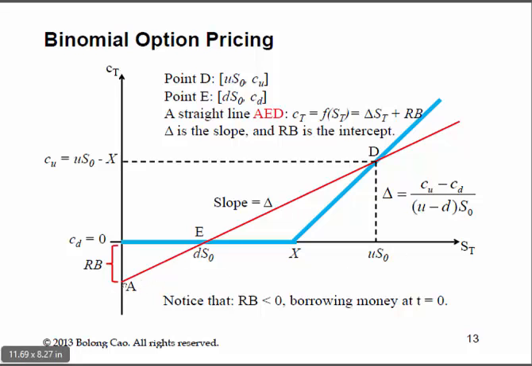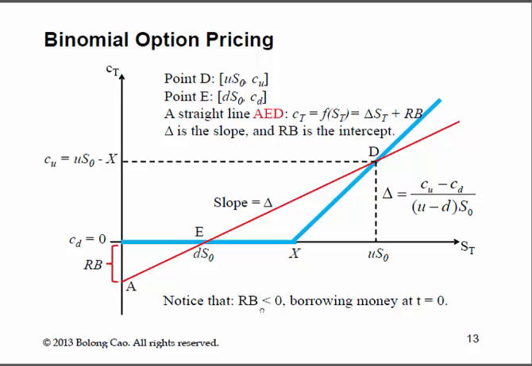This so-called straight line AED, right? What it's telling you is basically the call payoff can be replicated using a certain amount of the underlying, delta, times the underlying price, plus RB here. RB here is an intercept. It's actually the amount that you borrow, the future amount that you're borrowing, right? And we see this intercept is a negative number, so we are actually borrowing money at time 0.